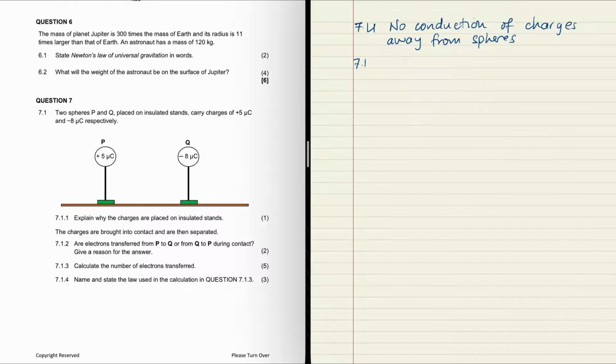Now 7.1.2, the charges are brought into contact and then separated. Are electrons transferred from P to Q or from Q to P? Give a reason. Electrons are going to be transferred from Q to P, and that's because electrons move from the more negative to less negative, or you can say more positive body. So P has a positive charge, Q has a negative charge, Q is more negative, and so the electrons are going to go from Q to P.